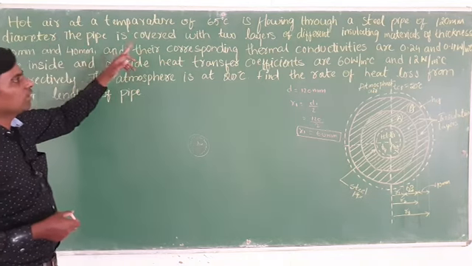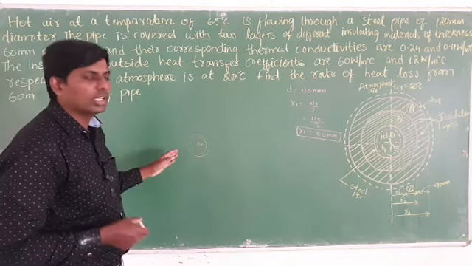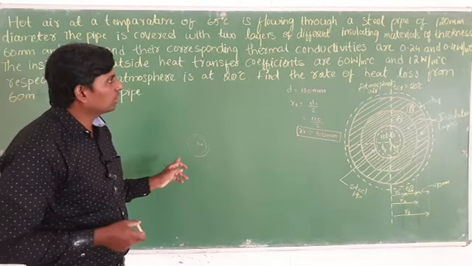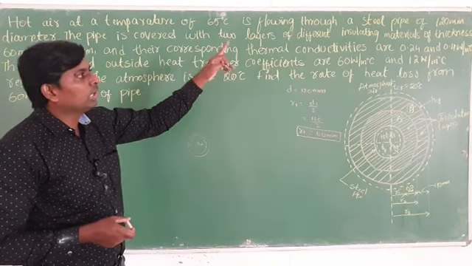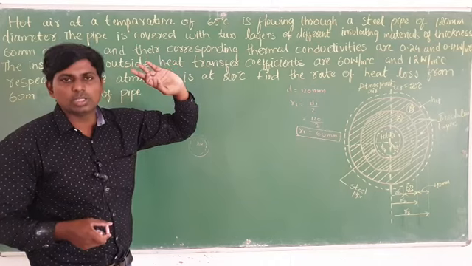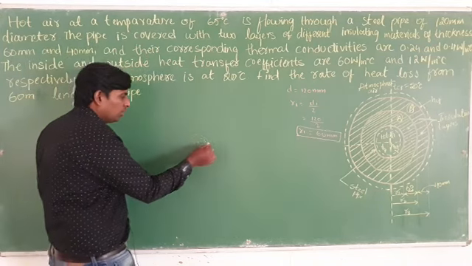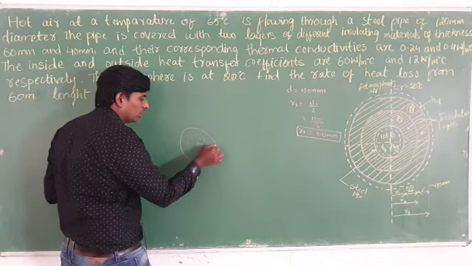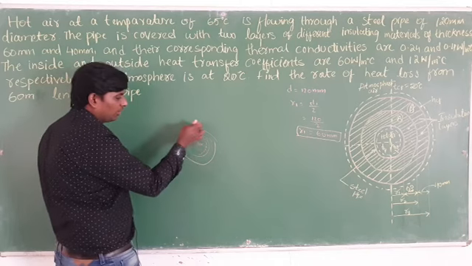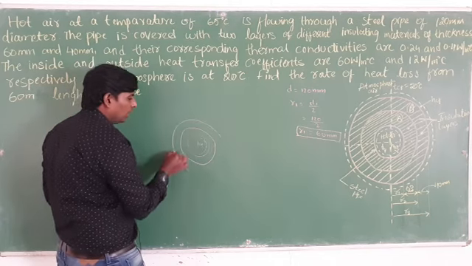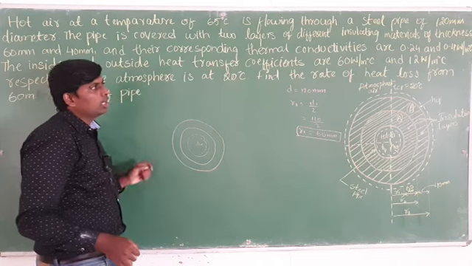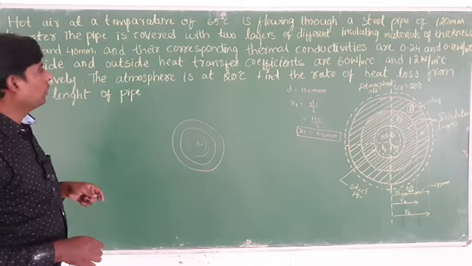The pipe is covered with 2 layers. Here, how many layers are there? 2 layers. The pipe is covered with 2 layers of different insulating material. 2 layers means this one is the first layer, this one is your pipe, it is covered with one layer, and this one is the another layer.